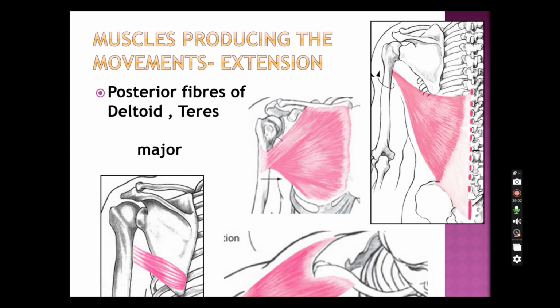Posterior fibers of the deltoid and teres major. This is the teres major and this is the posterior fibers of the deltoid causing the extension. So just remember, anterior fibers of the deltoid cause flexion and medial rotation along with adduction. The posterior fibers of the deltoid cause the extension, lateral rotation along with the adduction. Whereas the middle fibers of the deltoid, that means acromial fibers of the deltoid, cause the abduction. Remember, okay?